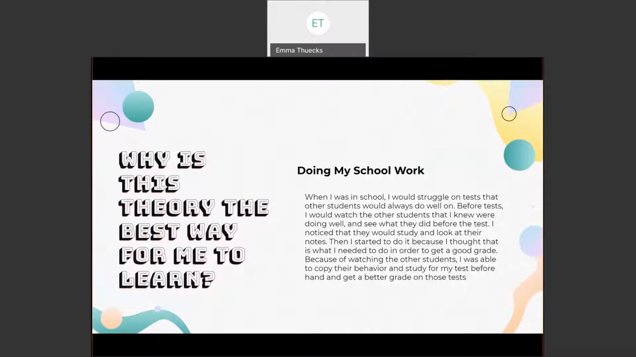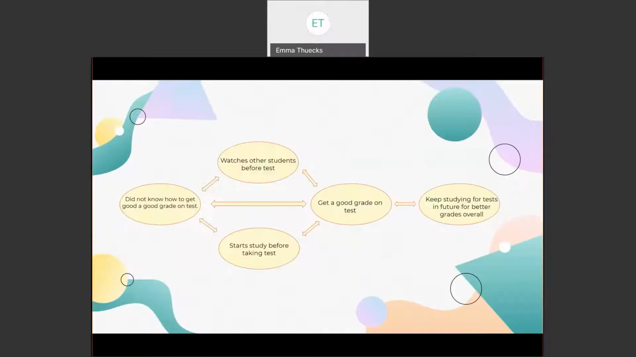Because of watching the other students, I was able to copy their behavior and study for my tests beforehand and get a better grade on those tests. So, like in this chart here, it explains that I did not know how to get a good grade on a test. And then I watched other students start studying before the test, which then got me to my goal to get a good grade on the test. And then I kept studying for those tests in the future for a better grade overall.